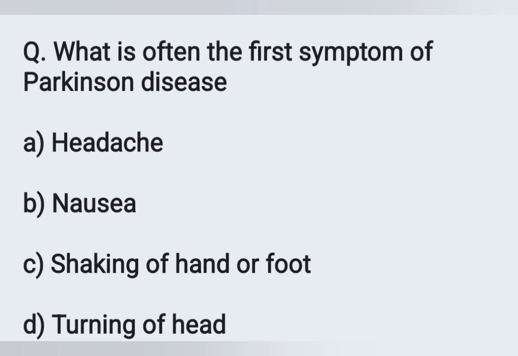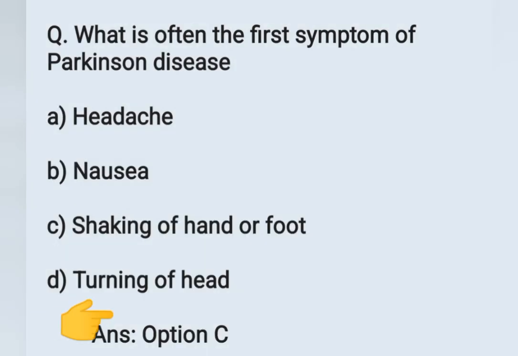And the next question is, what is often the first symptom of Parkinson's disease? Options: option A headache, option B nausea, option C shaking of hands or foot, option D turning of head. Parkinson's disease is also a degenerative disease which is caused by the deficiency of dopamine. The first symptom which is often seen in Parkinson's disease is shaking of the hand or foot. Option C is the correct answer.